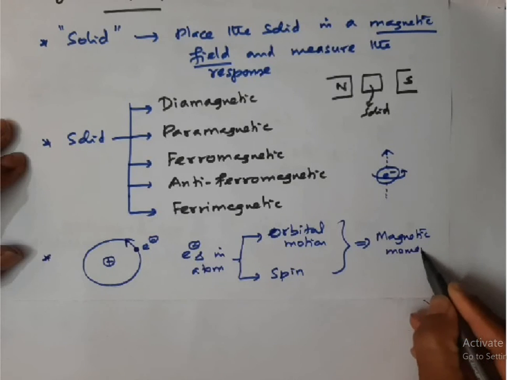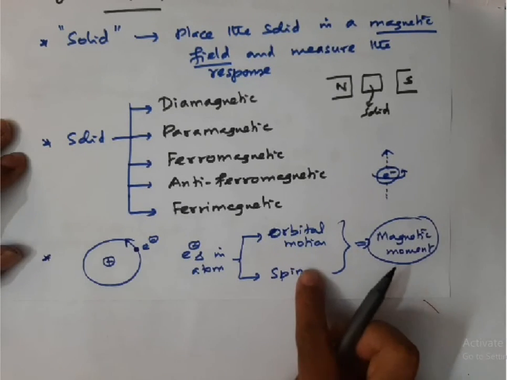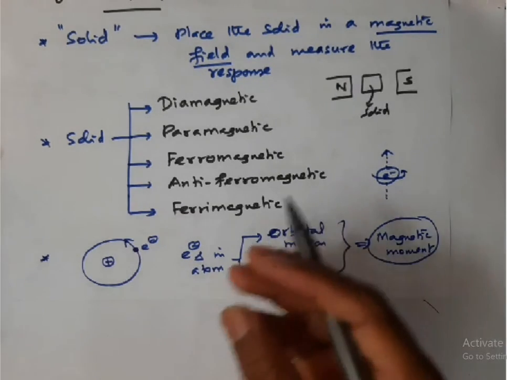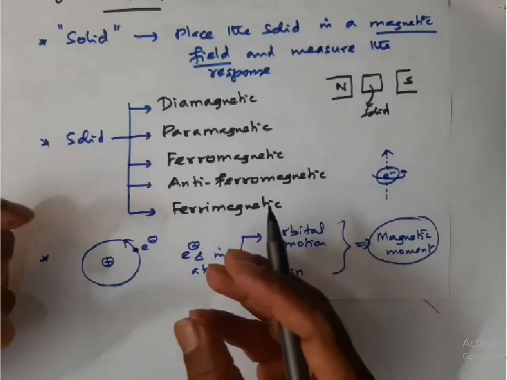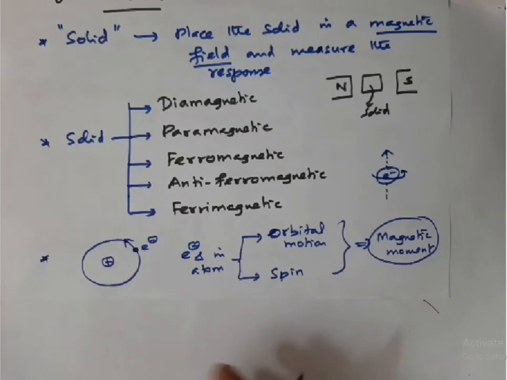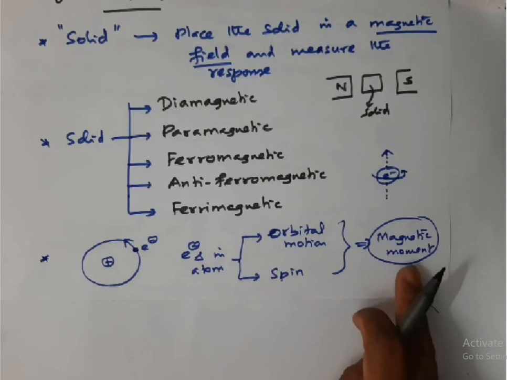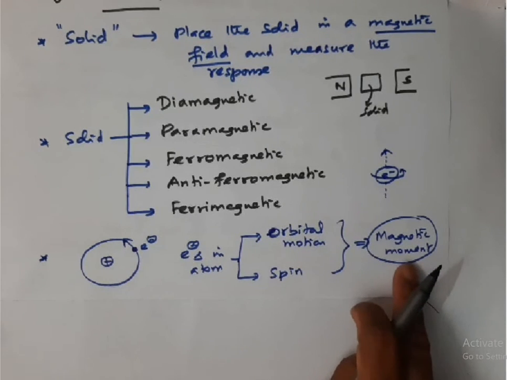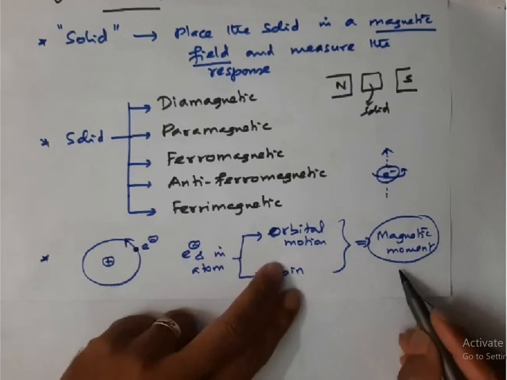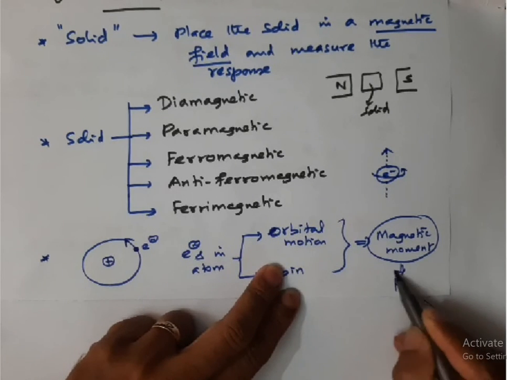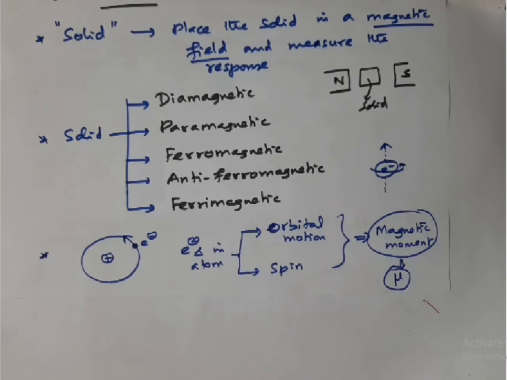We measure the overall magnetic field produced by electrons, or produced by the material, by a quantity called magnetic moment. Magnetic moment is given the symbol mu.